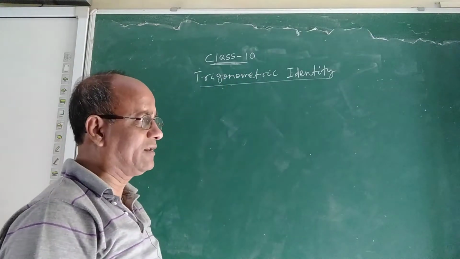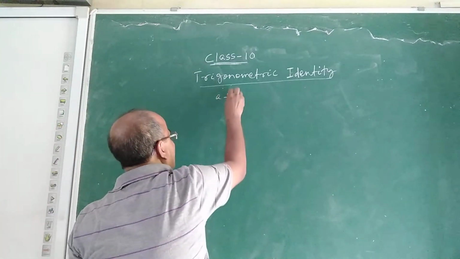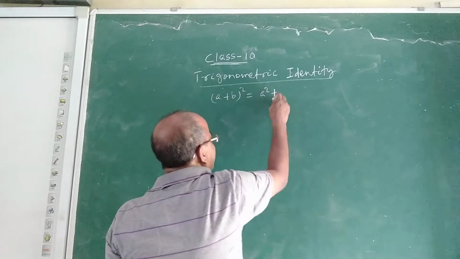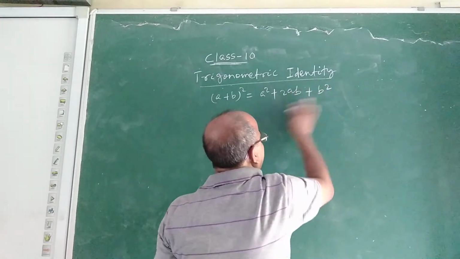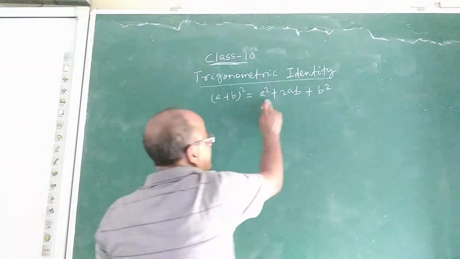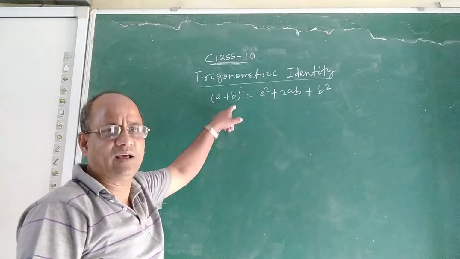In order to understand what a trigonometric identity is, we must understand what an algebraic identity is. You see, the concept of algebraic identity is not new to you as you have read it in class 8 and 9. (a + b) whole square, if I ask you what it is, you will say, sir, it is a square plus 2ab plus b square. Very nice. And it is clearly an identity.